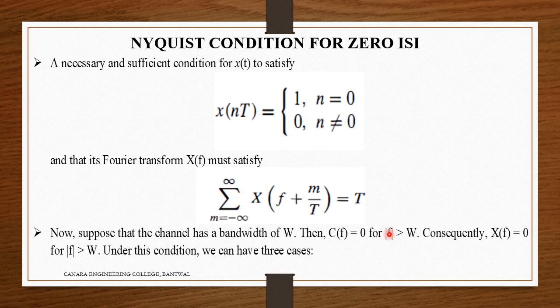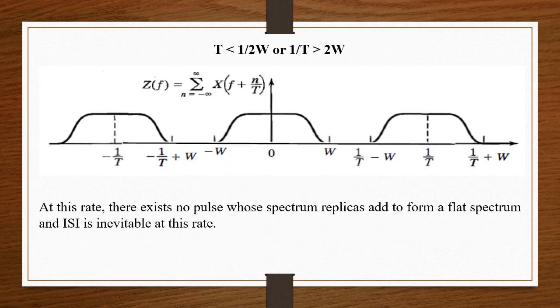So we have to be strict about some rules: C(f) is equal to 0 for |f| greater than W, anything outside the bandwidth is 0, and X(f) outside the bandwidth should again be 0. Then we have three cases.